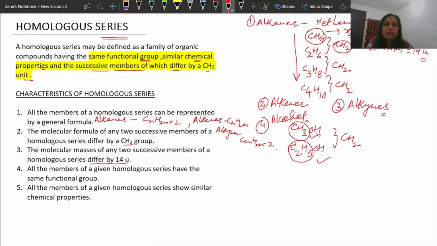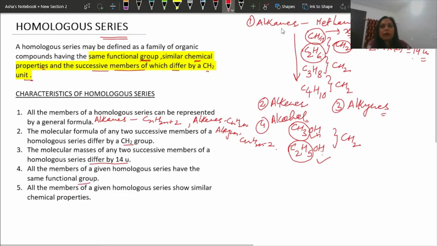So to this molecular mass we only have to add 14 u and you will get the molecular mass of C2H6. Similarly, in C2H6 you add 14 u, you will get the molecular mass of C3H8. Okay, so it differs by 14 u or a CH2 group. Then the fourth one: all the members of a homologous series have the same functional group.